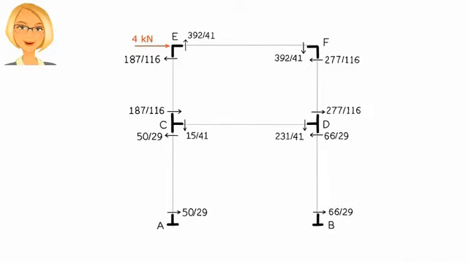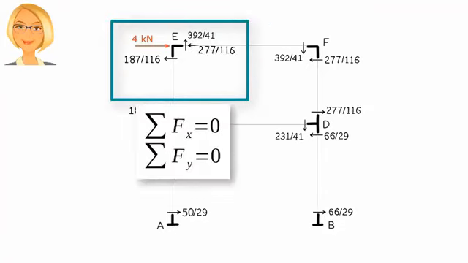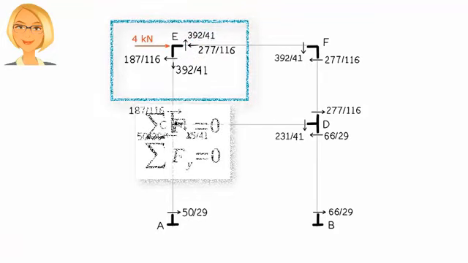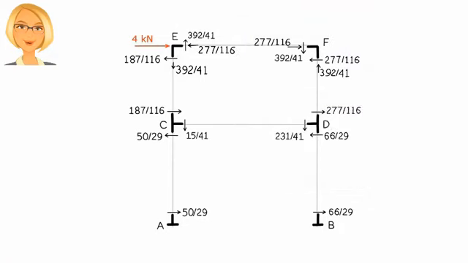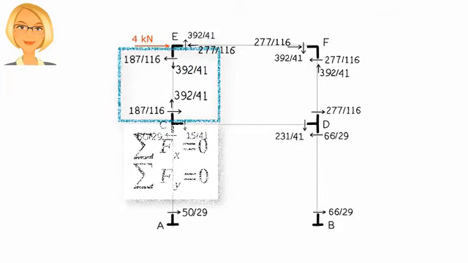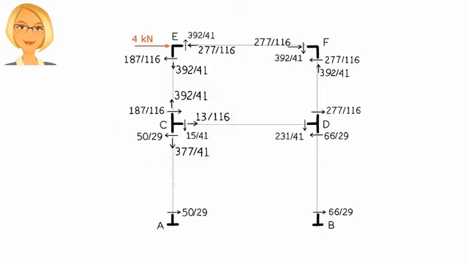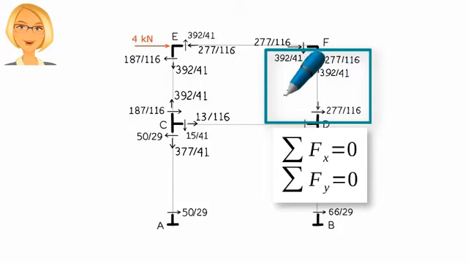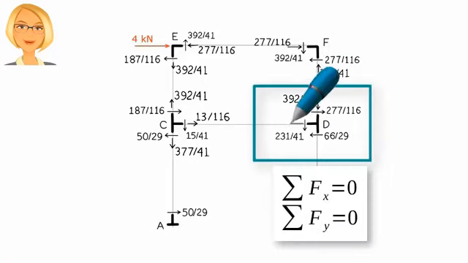Now we enforce the equilibrium conditions. For joint E, we get for joint F, we have now we transfer the axial force in member CE applied to joint E to joint C. Then we balance the forces at joint C. Transferring the axial force in member DF applied to joint F to joint D, and balance the forces at joint D.